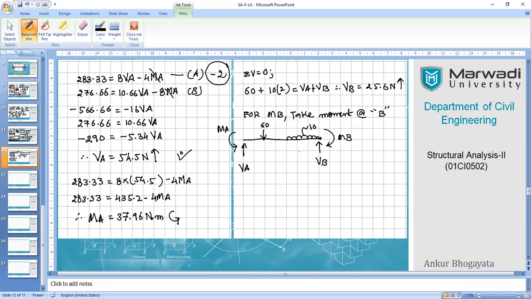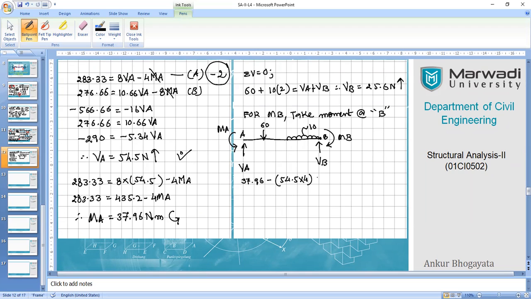So let's take moment of all the forces about point B. This is A point and this is B point. So let's write down the equation. MA goes positive, so I'll be directly using the value 37.96. Then VA, right, into the total distance. So VA is going to be a clockwise moment, so minus 54.5 into 4 total length, because from A to B we are taking moment about point B, right?